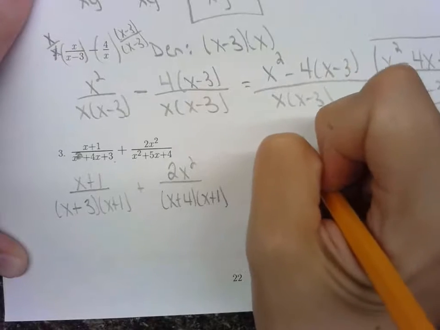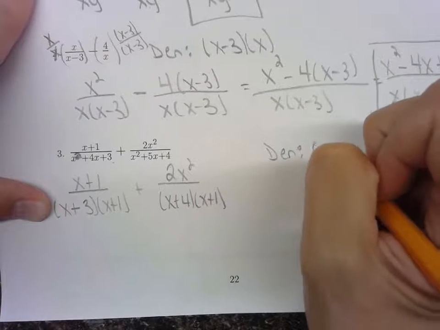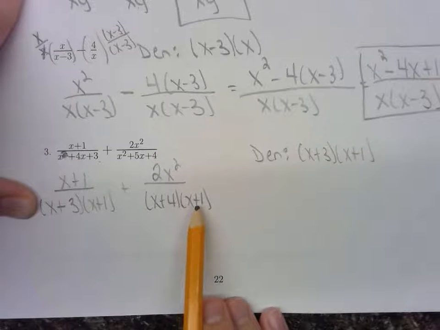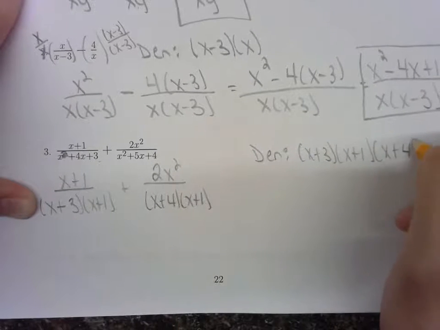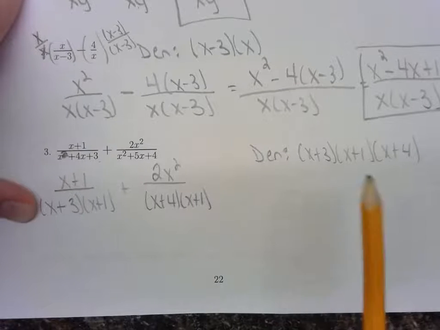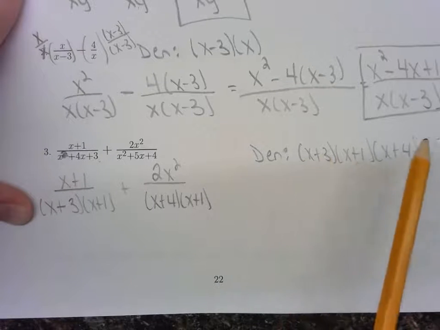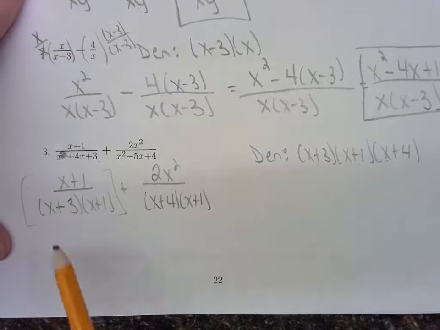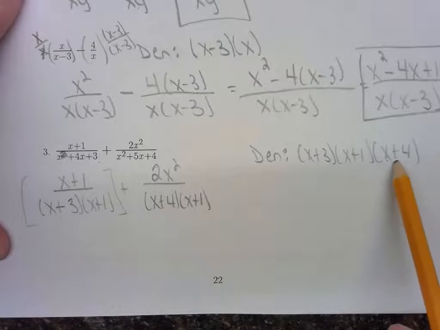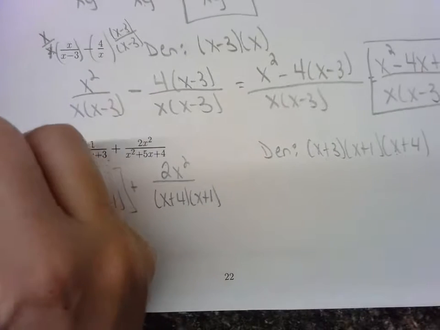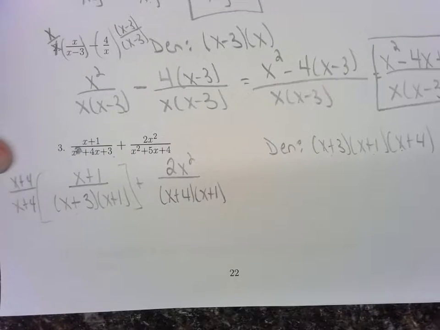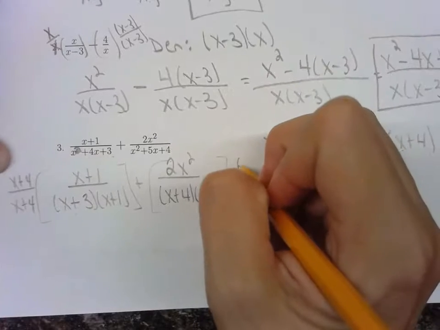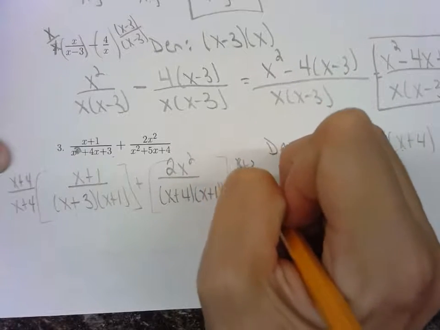So our new denominator, we need an x plus 3 and an x plus 1 from the first fraction. From the second fraction, we need an x plus 4 and an x plus 1. We already have the x plus 1, so we just need the x plus 4. So our new denominator is going to be x plus 3 times x plus 1 times x plus 4. So our first fraction, we're going to multiply by what we're missing in the denominator, which is an x plus 4, so x plus 4 over x plus 4. And then our second fraction, we're going to multiply by what we're missing, which is the x plus 3, so x plus 3 over x plus 3.